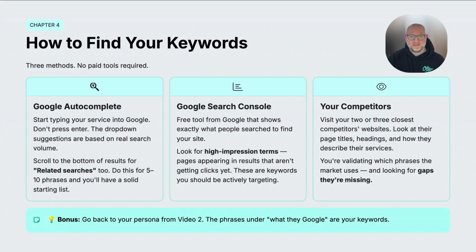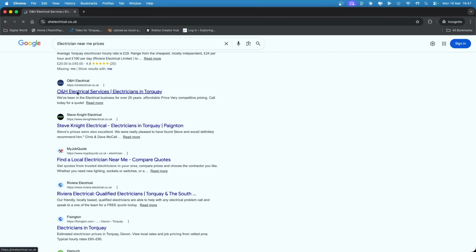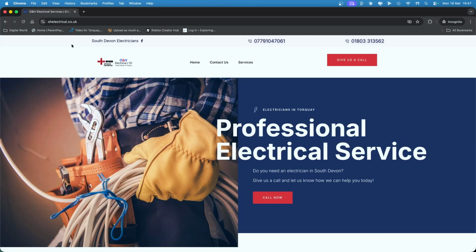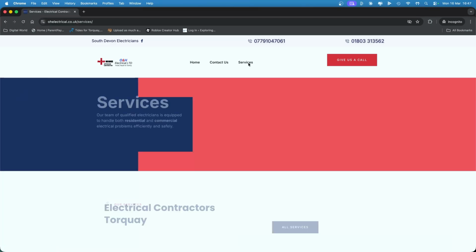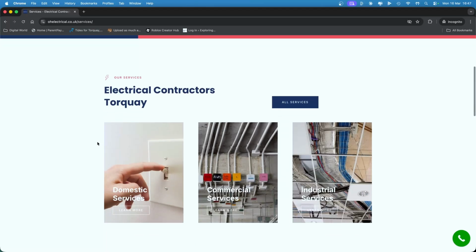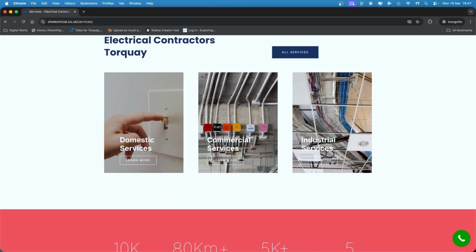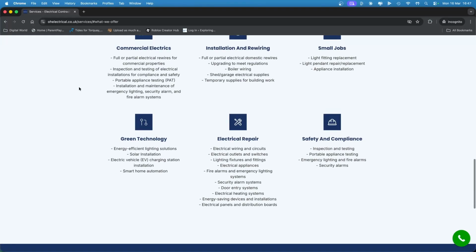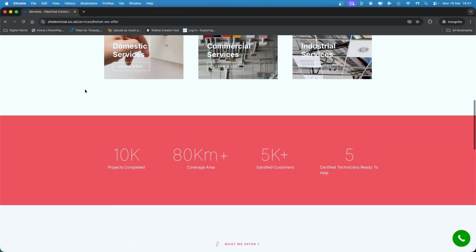And 3 is your competitors. Go to the websites of your 2 or 3 closest local competitors. Look at their page titles, what they call their pages, what appears in browser tabs, what shows up in Google results. Look at their headings. Look at the language they use to describe their services. You're not copying them. You're validating which phrases the industry is targeting and looking for gaps that they're missing.